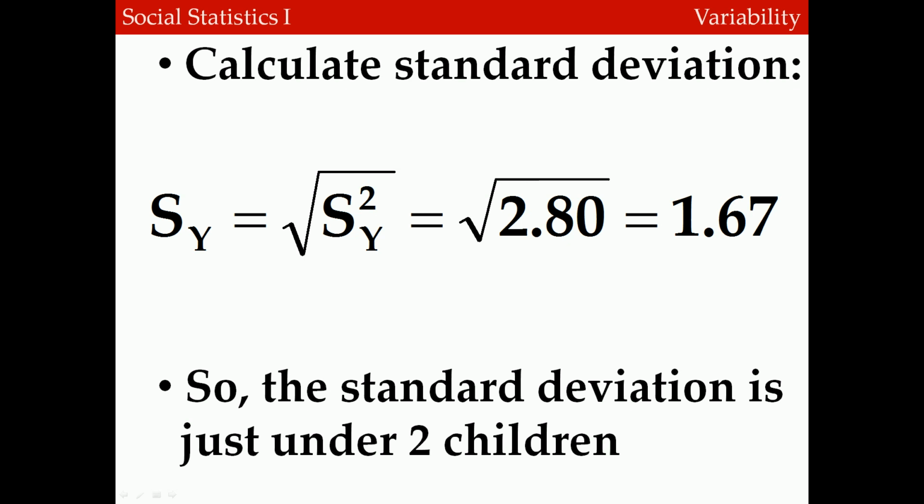From the variance, we can calculate the standard deviation by taking the square root of the variance. Our variance was equal to 2.80, and its square root equals 1.67. So our standard deviation here is 1.67. How do we interpret that? Well, we could say that the standard deviation is just under 2 children.